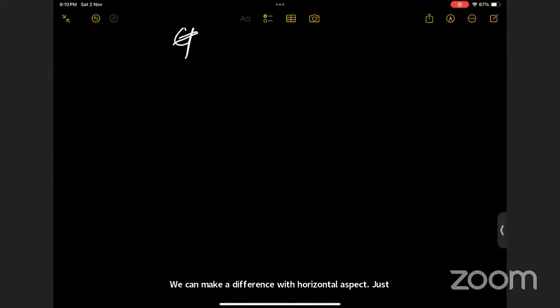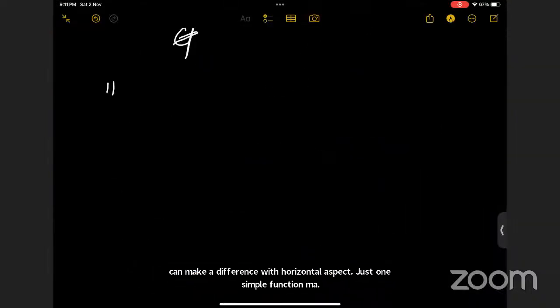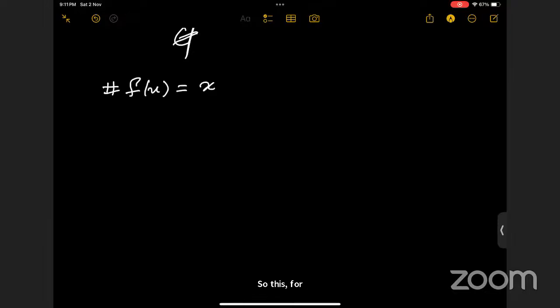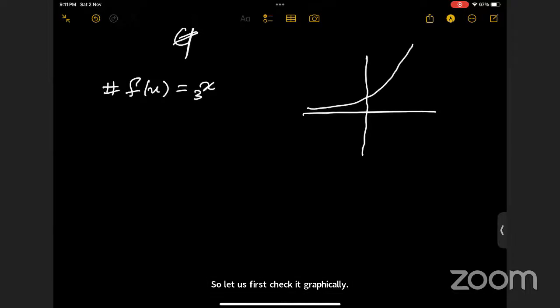Yes, sure. Just for example, suppose we take 3 power x. Let us first check it graphically. We know that the function looks something like that, right? If we check graphically, this is the horizontal asymptote, that means y equals 0. And this line is the vertical asymptote, right?